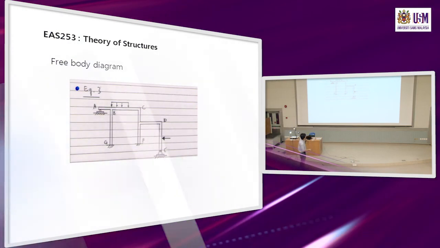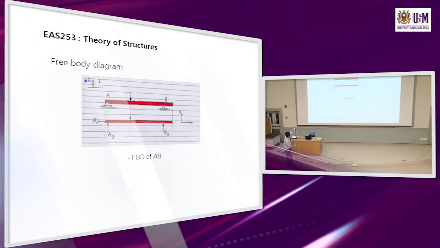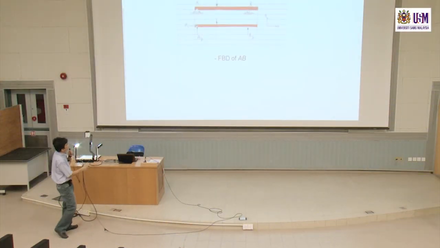Now when we want to draw free body diagrams, we have to first decide the free body diagram of what we want to draw. So the first one, we draw the free body diagram of the whole beam. So this is a pin, so two reaction forces. Roller, one reaction force. The direction of the reaction force: this is a roller, it can move like this. So the reaction force is perpendicular to this supporting plane. So this is the direction.